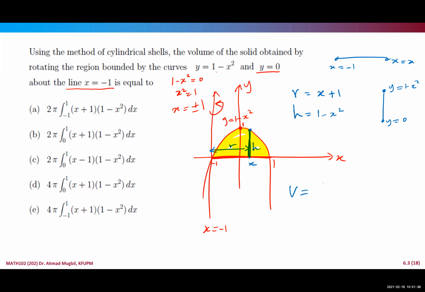Now the volume will be the integral with respect to x, because we drew the line perpendicular to the x-axis. X starts from -1 up to 1. 2 pi r h. What is r? R is x plus 1. What is h? H is 1 minus x squared. Here it is. Look at your integrals. Clearly the answer is A.